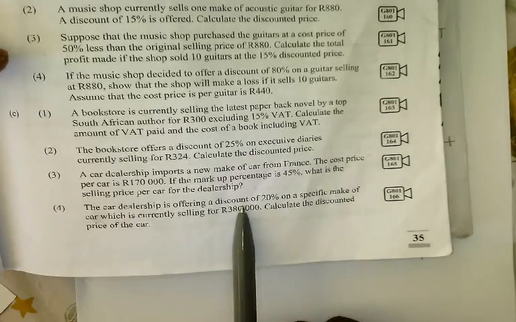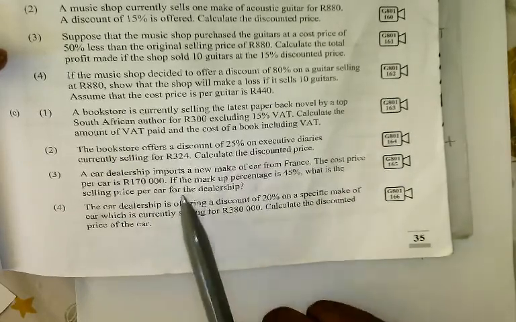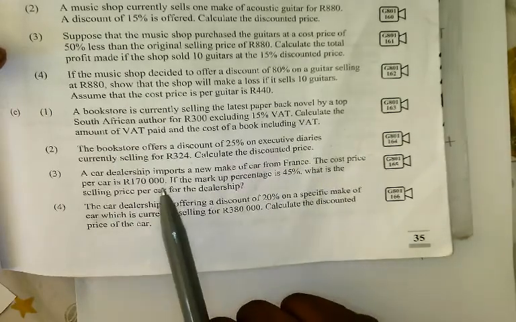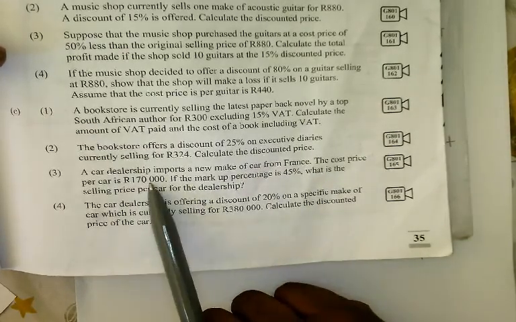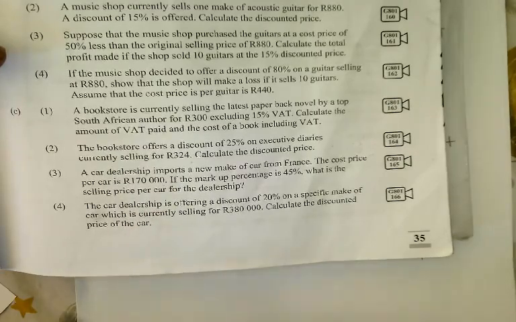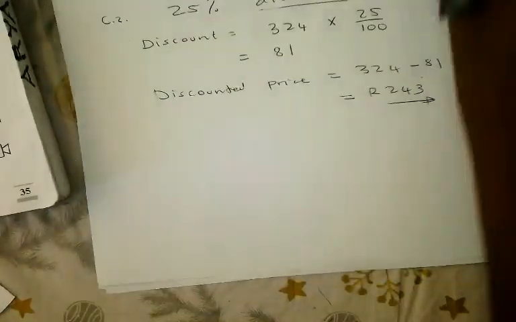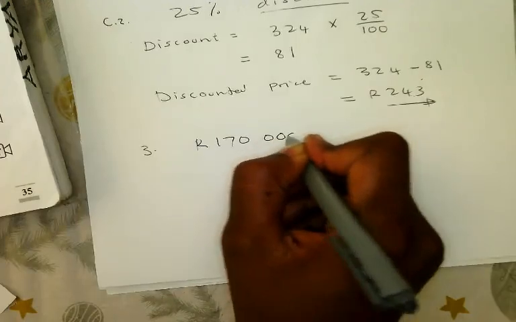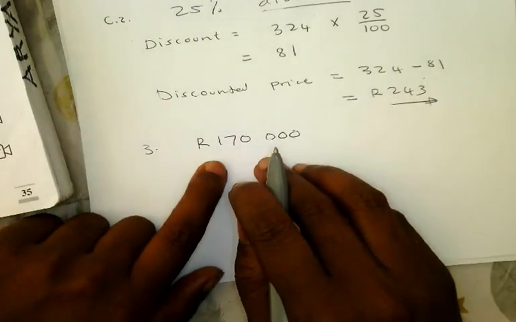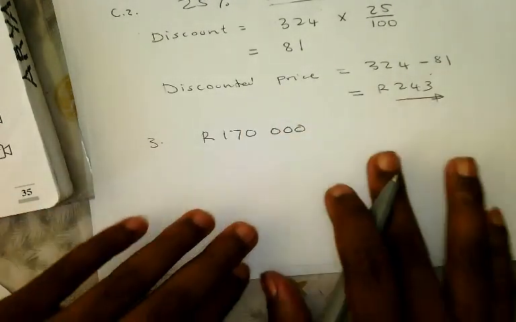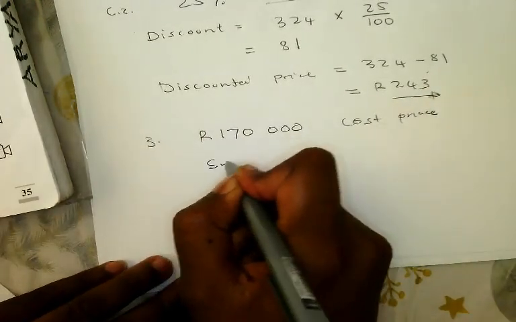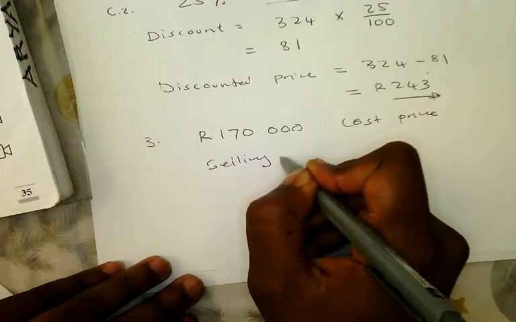So this one we're going to add 45% of this amount to this amount to get the selling price. And then here we're going to subtract. So let's do them quickly. So number 3, I'm going to say the car is worth this amount, the cost. To get the selling price, we must calculate the markup price.